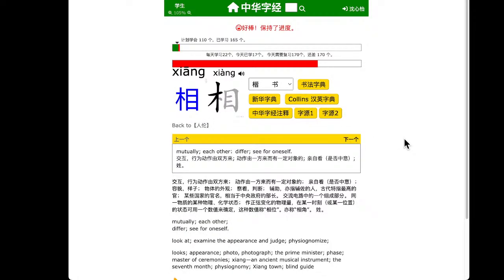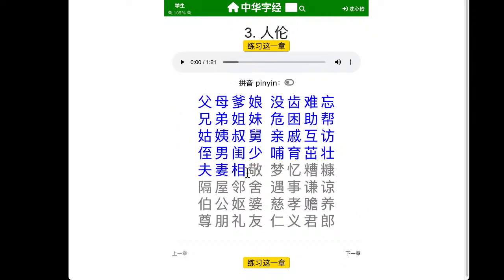Xiang also means mutually or each other. It's a similar meaning to hu. You can put these two together, 相互 or 互相. There's a lot of cases like that in Chinese where there are two characters that kind of mean the same thing, and then they're put together and used as one word. But are there any tiny differences between hu and xiang, would you say? No, not really. They're pretty much the same. Okay.